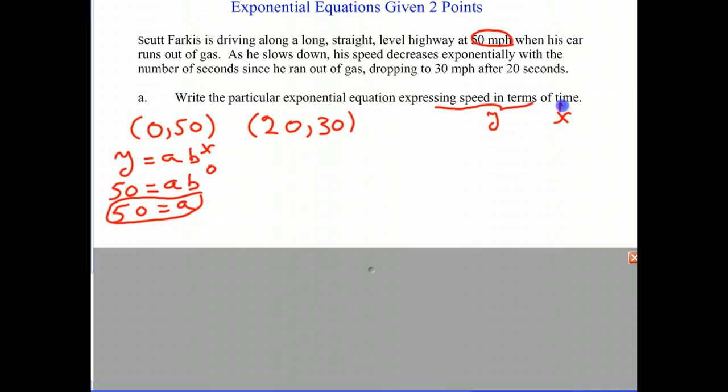Now our second set of points, we have 30 is our y, and our a is 50, times b to the x power, and x is 20 in this problem. So we have 30 equals 50 times b to the 20th. We divide both sides by 50. And we get b to the 20th is equal to 3/5.